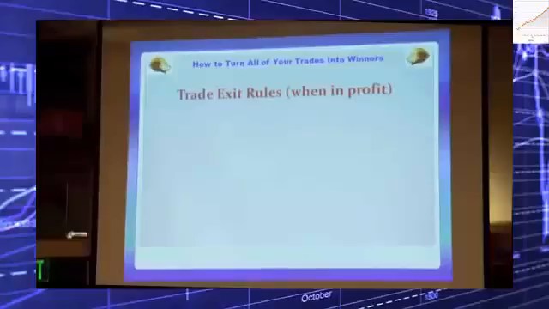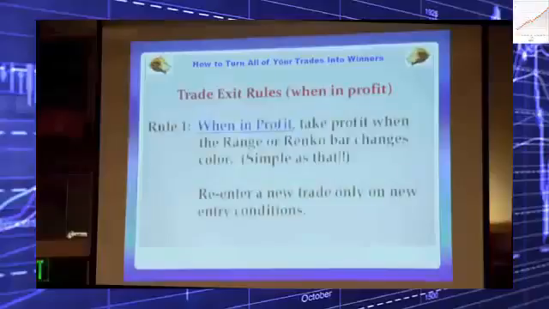Now, exit rules. This is when you're trading manually. All right, when you're trading manually, there are very simple rules. Rule number 1, when in profit. Take profit when the range or Renko bar changes color. Simple as that. When you're in profit, the bar changes color, take it. Take the profit.